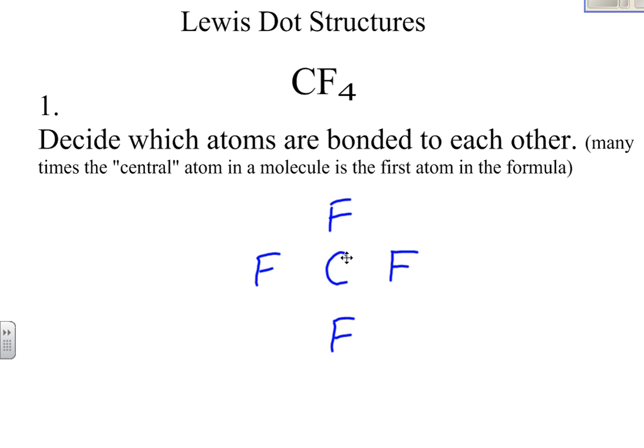Now, the dot structure ultimately is just going to tell us about how the atoms are connected. It doesn't tell us anything about the geometric arrangement of it. That will come later. So it really doesn't matter where we put those fluorines, but balancing them out on each side is probably what makes the most sense.